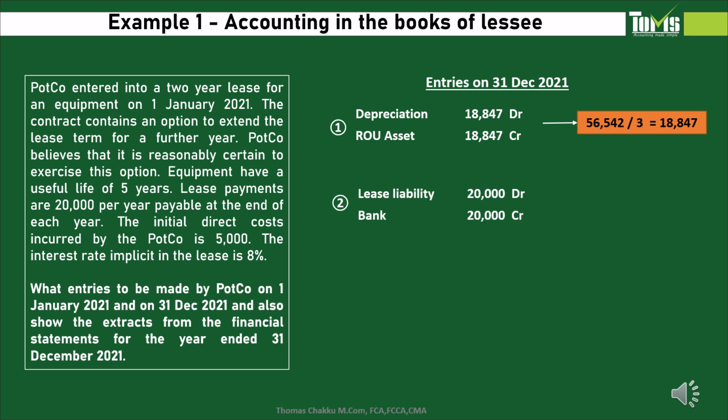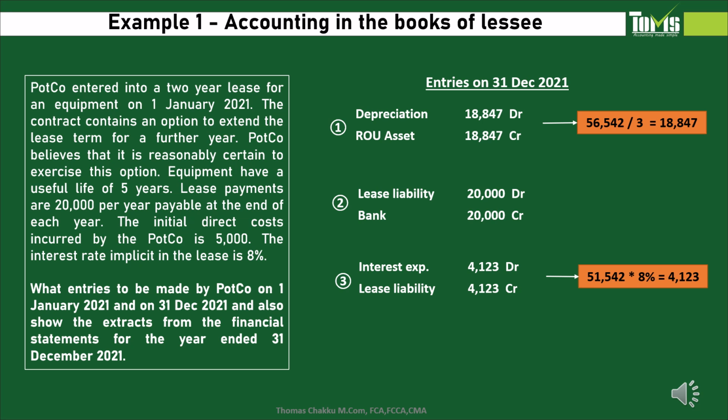Second, entry for lease payment. Lease liability account is debited, and bank account is credited with $20,000. And, lastly, the entry for notional interest. Interest expense is debited, and lease liability is credited. The amount of interest is calculated on the opening balance of lease liability amount at the interest rate implicit in the lease. This interest amount will appear in the statement of profit or loss as an expense.